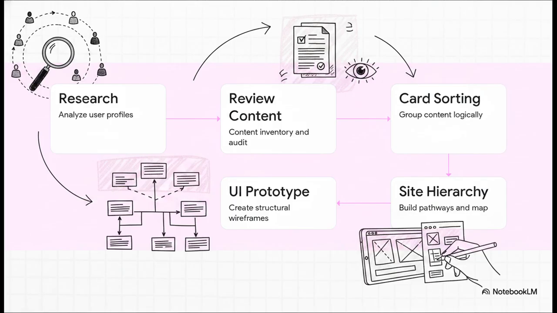It kicks off with customer research, which is really just analyzing how a real person actually interacts with a product. Second, we update and review content. Third, we bring in card sorting to establish clear classification and terminology. Fourth, we draft the actual website hierarchy. And finally, stage 5, the UI prototype. It's this continuous, flowing journey from raw user data straight to a tangible blueprint.